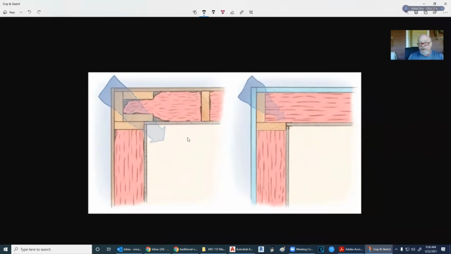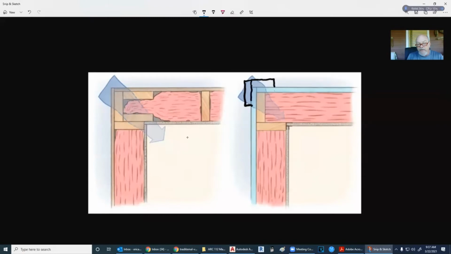Okay. So instead of using a butt corner, what I mean by a butt corner is we put the siding trim on there, and then we butt the siding to it. We use the trim on top of our siding technique.